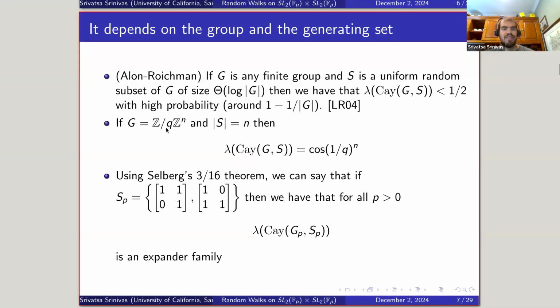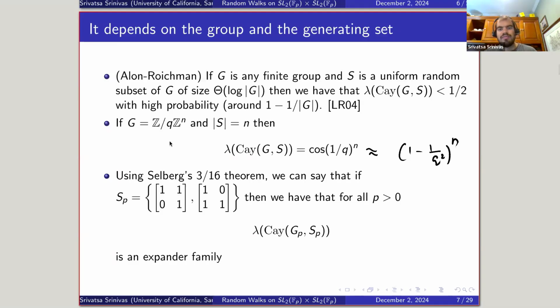Okay, then as mentioned earlier, if G is abelian, in this case like this ring to the nth power, and the size of the generating set is n, then we have that the second highest eigenvalue is cosine of 1 over q to the n, which is approximately 1 minus 1 over q squared to the n. So the second highest eigenvalue, as q goes to infinity, basically converges to 1. So these groups don't form a family of expanders.